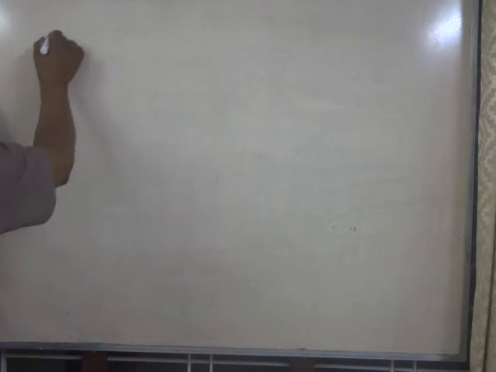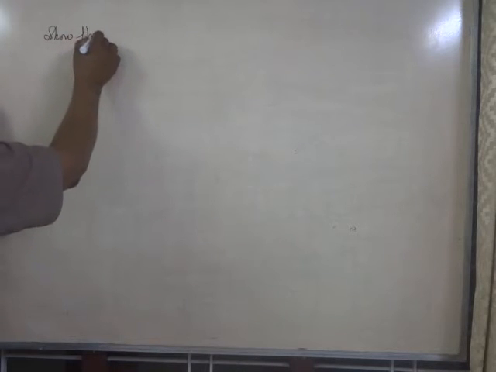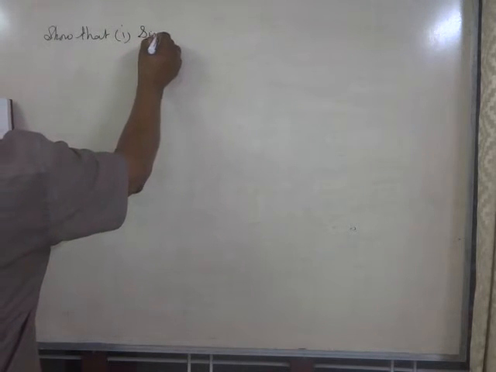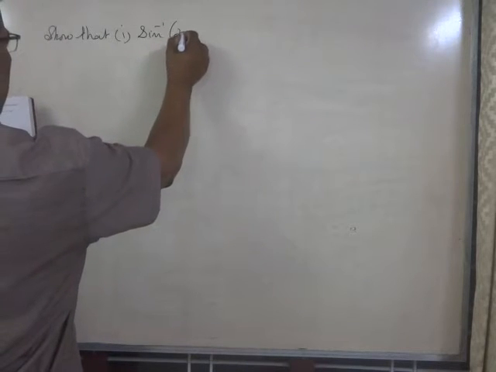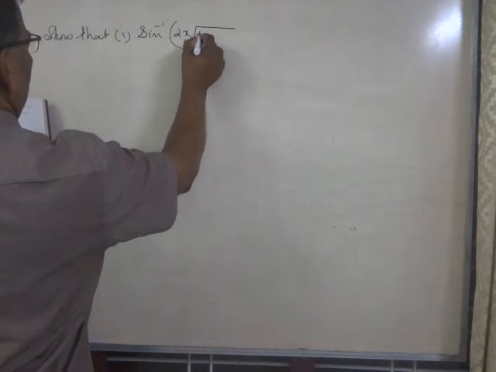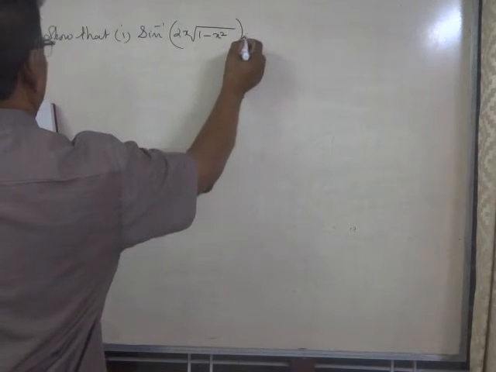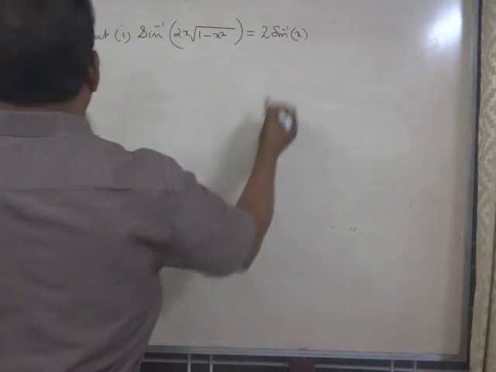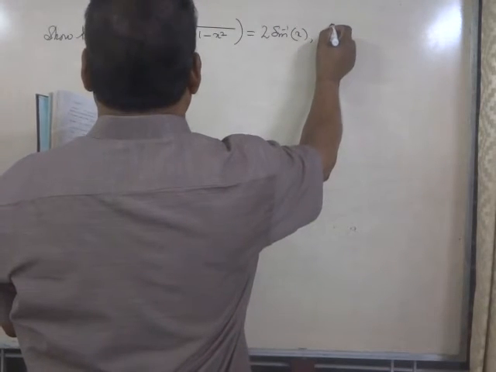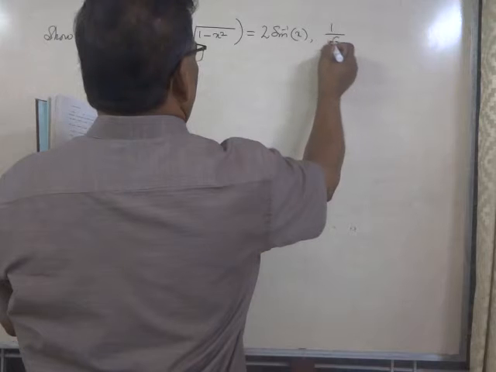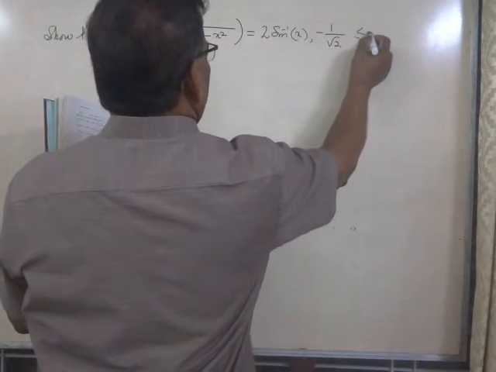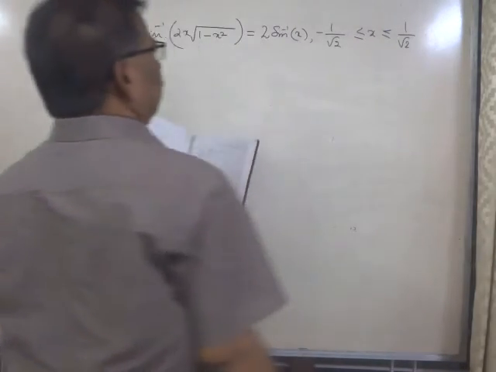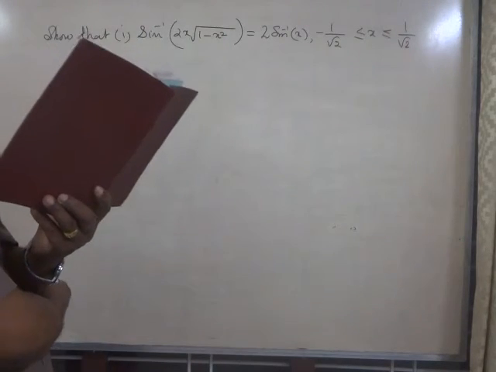Show that. One. Sin inverse of 2x into square root of 1 minus x square is equal to 2 sin inverse x, where the value of x lies between negative 1 by root 2 and positive 1 by root 2, including those two figures.